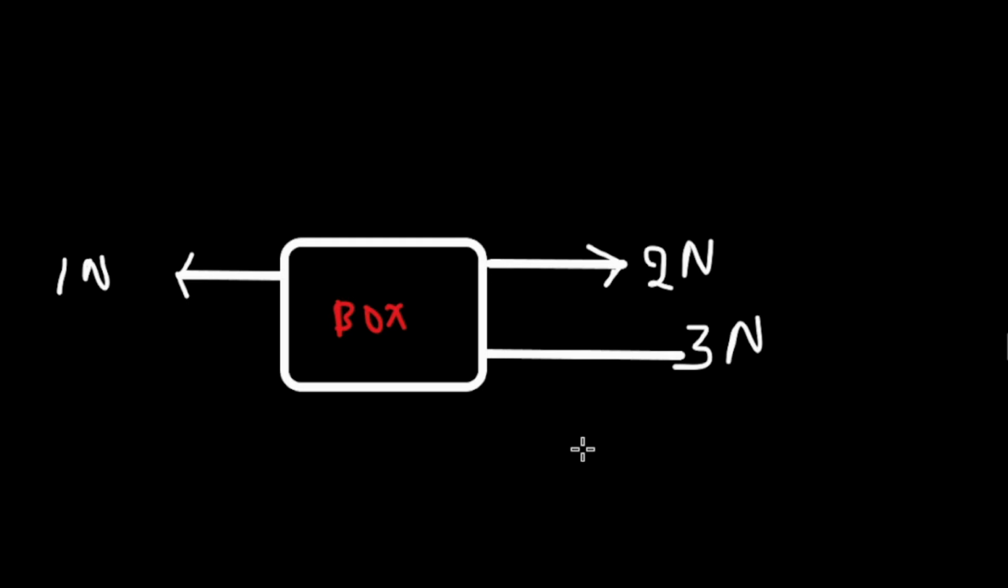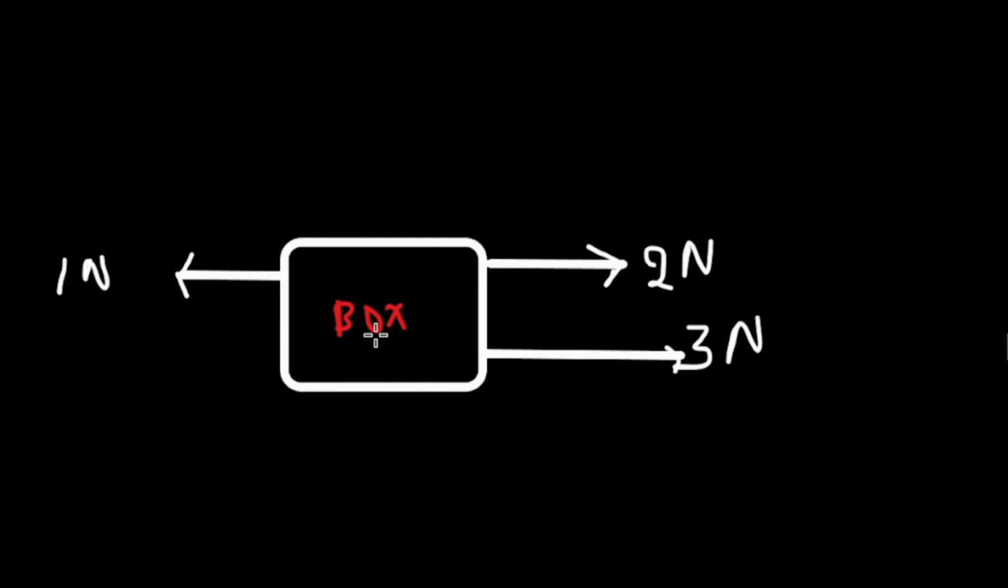So if we want to find the resultant force, we first have to find the forces that act on the clockwise side and the forces that act on the anti-clockwise side. So to calculate the resultant force, we first have to sum up all the forces in the same direction. So notice that 2 and 3 are in the same direction, and then we subtract the one that is in the opposite direction. So 1 Newton is opposite to the 2 Newton and the 3 Newton force. So if we're in the same direction, we add, and if we're in different directions, we subtract.